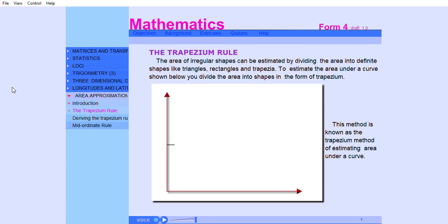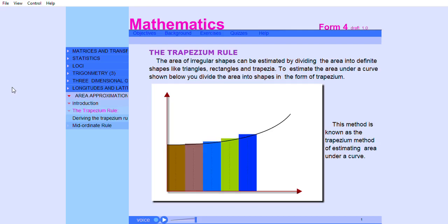The area of irregular shapes can be estimated by dividing the area into definite shapes like triangles, rectangles, trapezia, etc. To estimate the area under a curve, as shown below, you divide the area into shapes in the form of trapezium. This method is known as the trapezium method of estimating area under a curve.